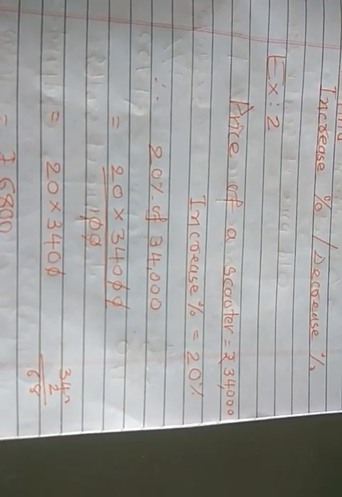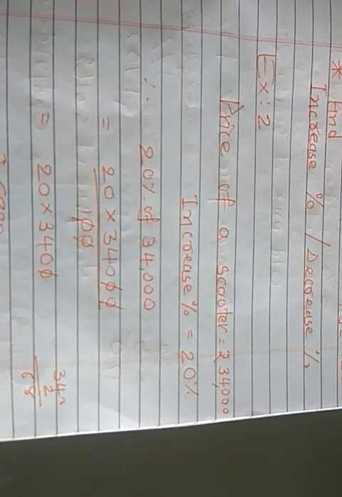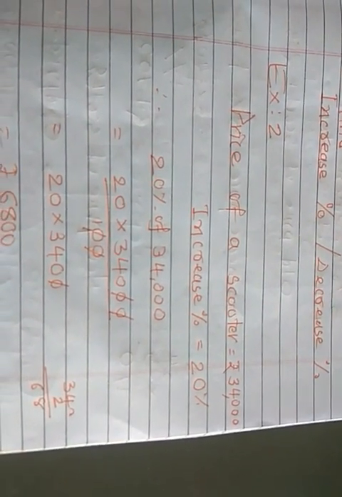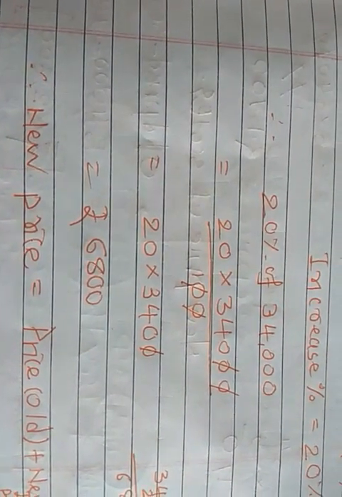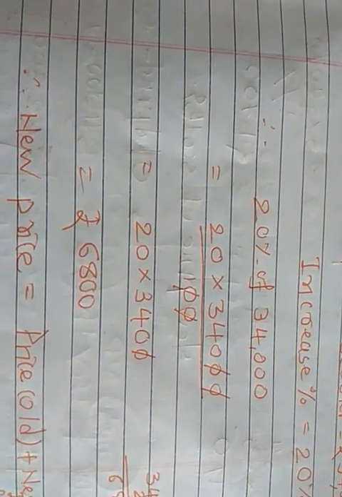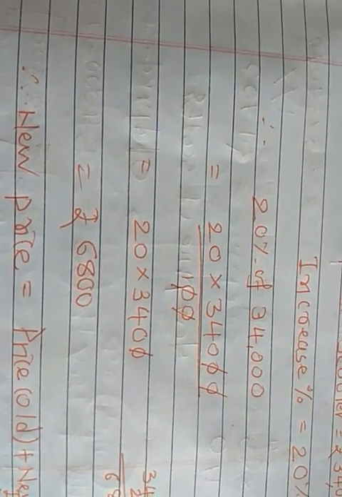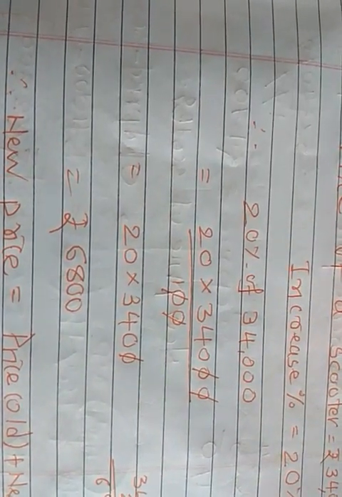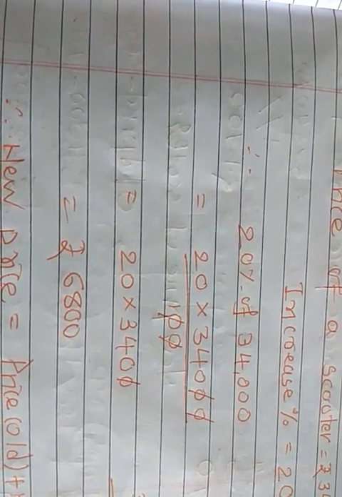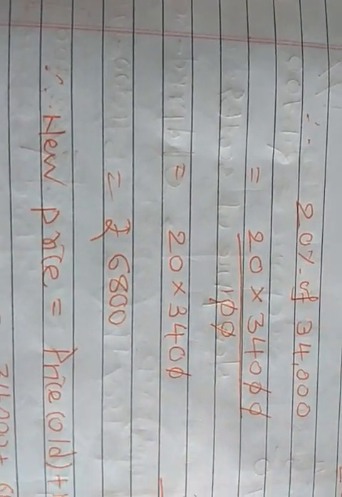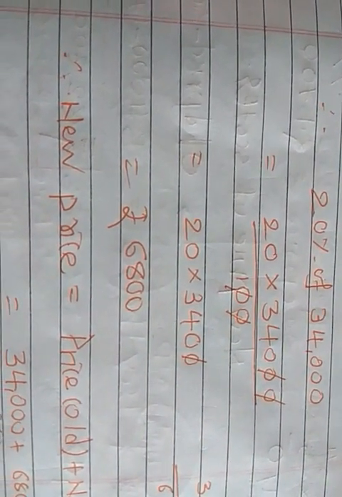In example number 2, the price of the scooter is given, that is 34,000 rupees. The increase percentage is also given, 20%. So we first have to find 20% of 34,000. What does it mean? 20 into 34,000 upon 100. Now simplify the terms by cancellation. What will be the remaining things? 20 multiplied by 340. When you multiply this, you will get 6,800 rupees.